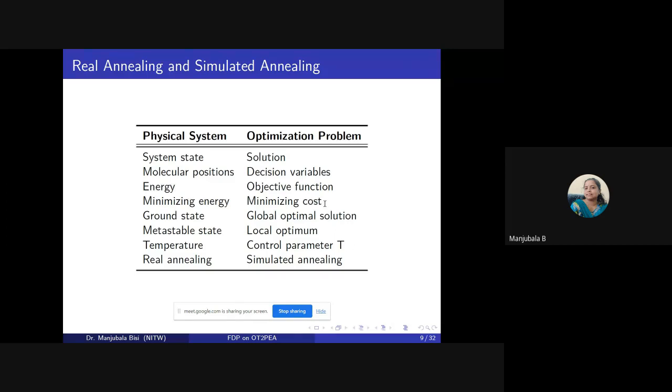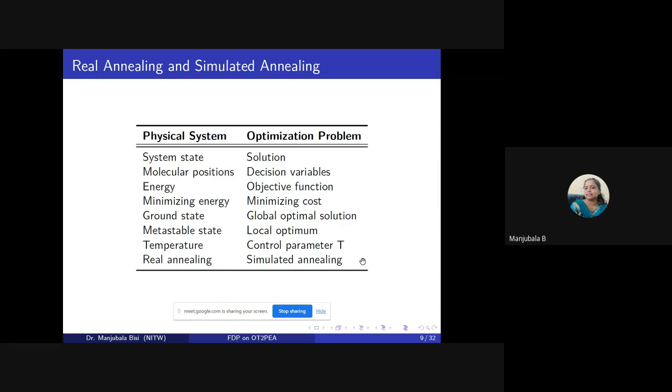We can solve the maximization problem also. The ground state, the original molecular structure of the metal, is your global optimum solution. If you decrease the temperature very slowly, you may reach the original molecular structure, but you may not reach it also. The metastable state, where the molecular structure is not exactly the same as the original structure, is called a local optimum. The temperature we are increasing and decreasing is the control parameter in the optimization problem. With respect to this temperature T, the solution space will change. In that way, we are mapping the physical annealing, or the real annealing, to the simulated annealing algorithm.